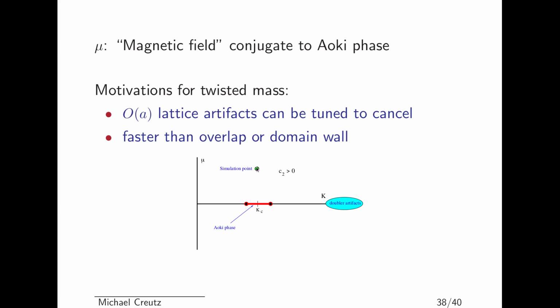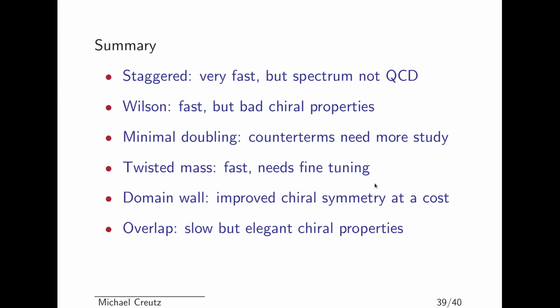And the other main motivation is this is much faster than overlap or domain wall, so you can tune away a lot of the artifacts. Now there's still some tuning necessary because you have to know where this point is to get up here, but once you've got that figured out, you've got a very nice action for simulating. Okay, so I've gone through all this stuff very fast, and so I'm sure you've all lost, but you'll be learning a lot about it from other lectures at school.